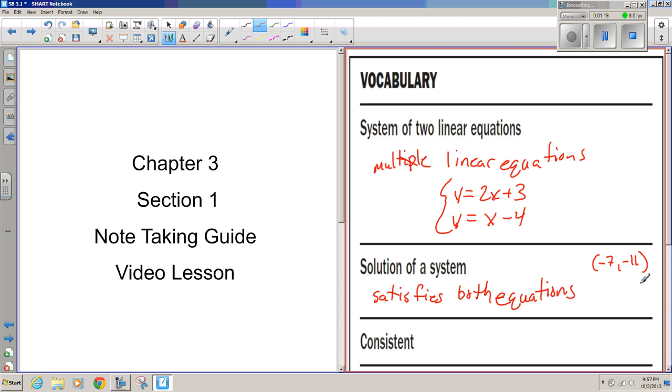So you'd have to put negative 11 for y, negative 7 in for x, and you'd end up with an equation like this. Y is negative 11, 2 times negative 7, that's negative 11 equals negative 14 plus 3. Negative 11 equals negative 11. This is a solution to that first one. So it has to satisfy. That's how it satisfies the equation.